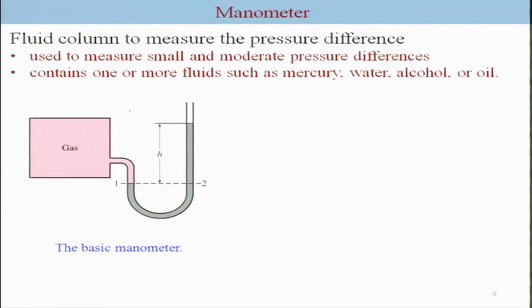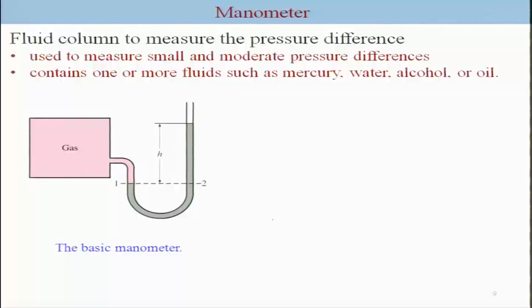So, in addition to the barometer, we have other devices. For example, if you are interested in measuring the pressure of a container having a gas, one can use a fluid column to measure a simple pressure difference, and that can be used to measure the pressure of the gas container. This fluid could be any fluid: mercury, water, alcohol or oil. So, this is an example here.